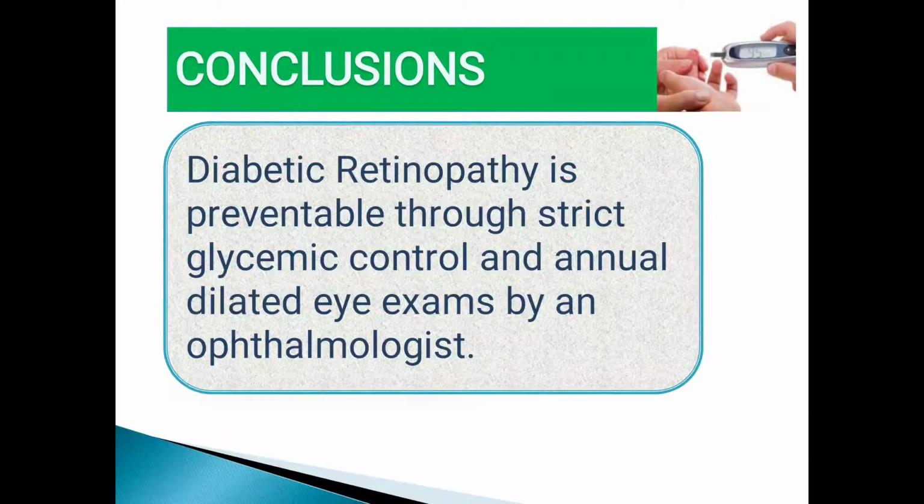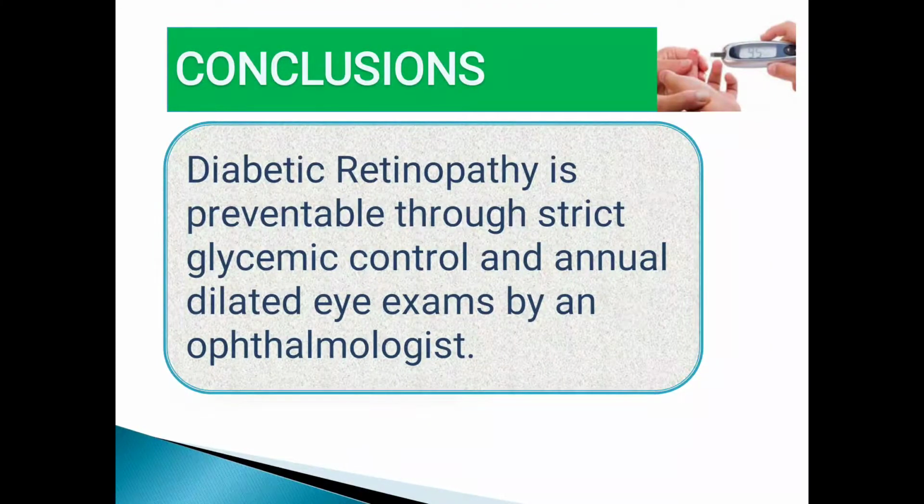The conclusion of this lecture is that diabetic retinopathy is preventable through strict glycemic control and annual dilated examinations by ophthalmologists. So friends, I hope you have understood the basic funda of treatment. Prevention is more important than cure. So we have to control the diabetes strictly. Then we have to control the comorbidities, and do regular eye checkups. So these are the 3 or 4 points that are required in prevention.